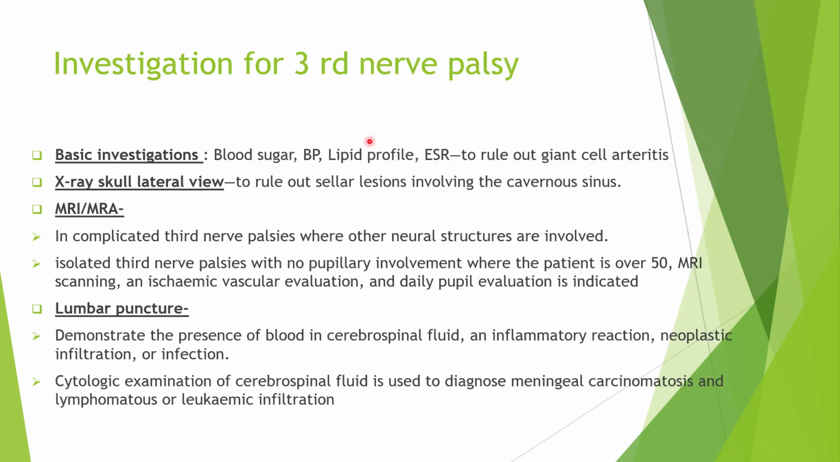Now, the investigations for third nerve palsy are blood sugar, BP, lipid profile, ESR to rule out giant cell arteritis, X-ray skull lateral view to rule out sellar lesions involving the cavernous sinus, and MRI or MRA in complicated third nerve palsies where other neural structures are involved. In isolated third nerve palsies with no pupillary involvement, where the patient is over 50, MRI scanning, ischemic vascular evaluation and daily pupil evaluation are indicated.